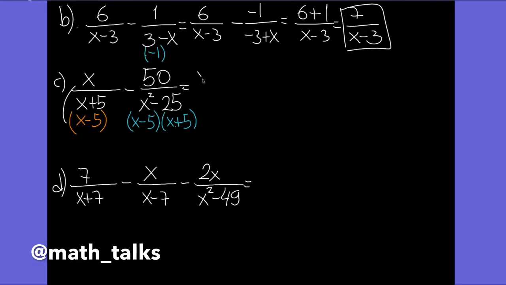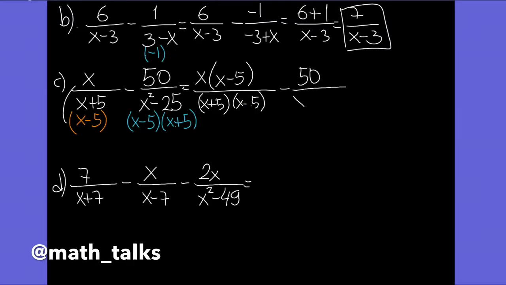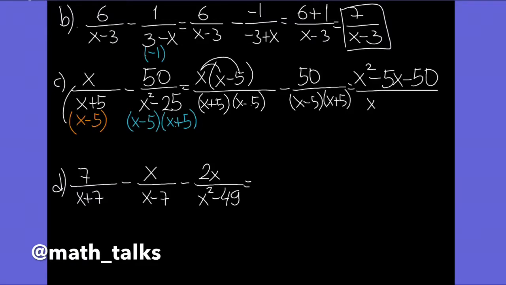That means you have to multiply it by x minus 5, and then x plus 5, x minus 5, negative 50 over, instead of x squared minus 25, you can write x minus 5 and x plus 5. So x multiplied by x is x squared, x multiplied by negative 5 is negative 5x, minus 50 over, now our denominators are the same, so x minus 5, x plus 5.